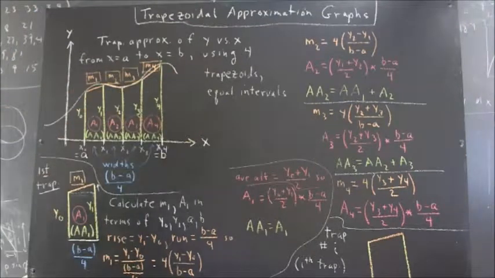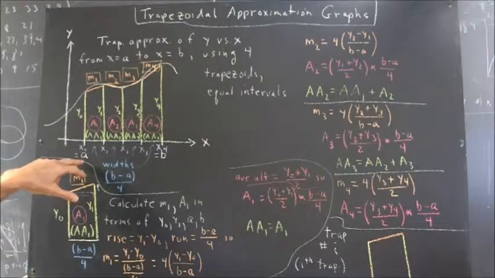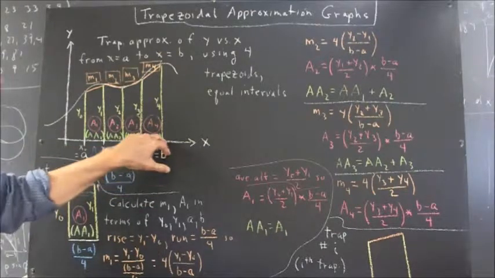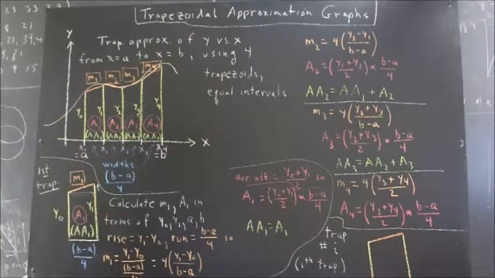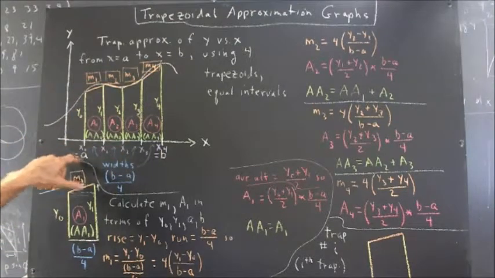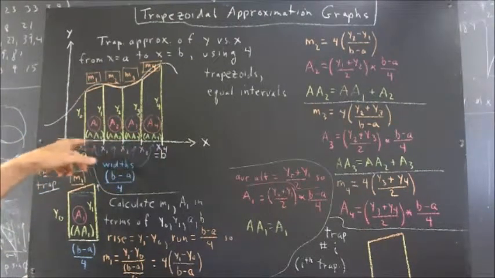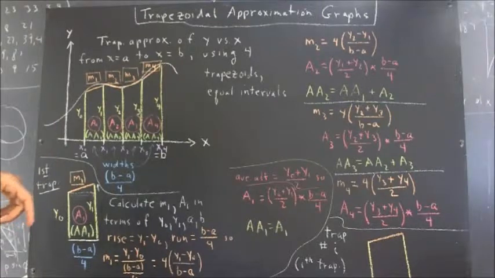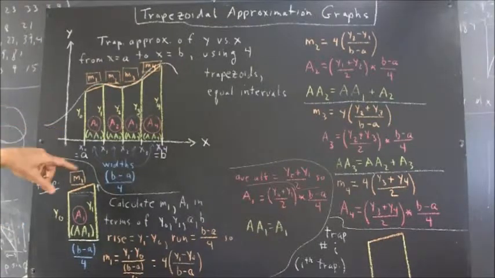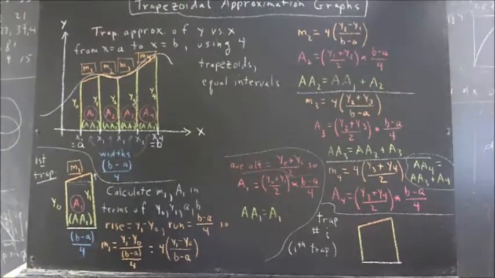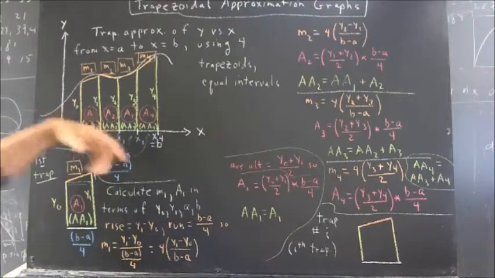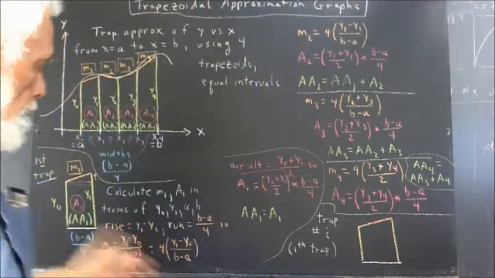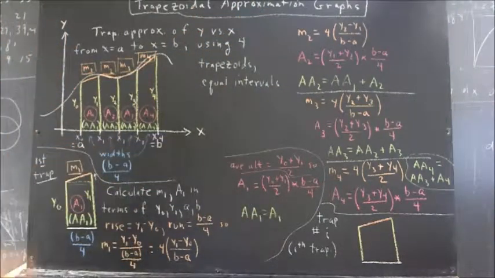We have some function here, some y versus x function, and we have a coordinate a and a coordinate b on the axis, and we divide the interval from a to b into subintervals 1, 2, 3, and 4, and we've seen the notations for the slope, area, and accumulated area of each of the 4 trapezoids in the preceding.